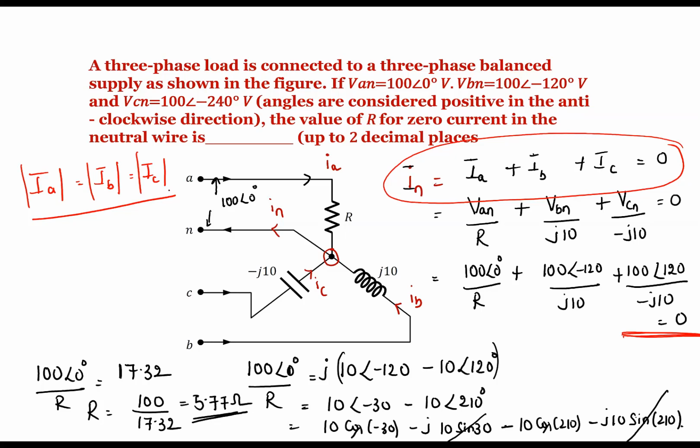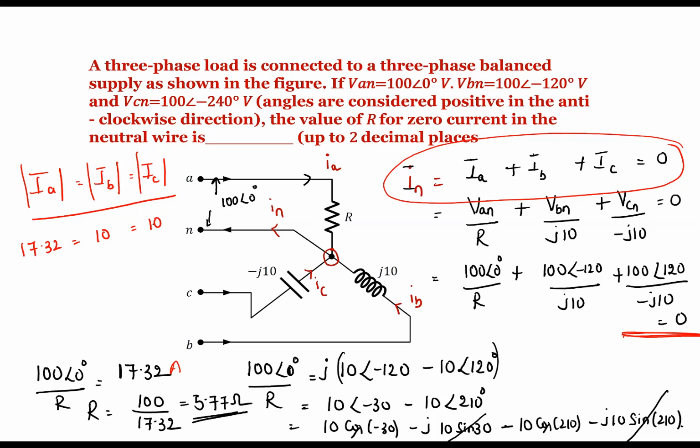Now you calculate what is IA. Your IA here is 100 divided by 5.77. Your IA current is 17.32 ampere. Your IB current magnitude is 10 ampere. IC current magnitude is 10 ampere. So IA magnitude is 17.32, IB is 10 ampere and IC is 10 ampere. Are they equal? No. So it is an unbalanced system.